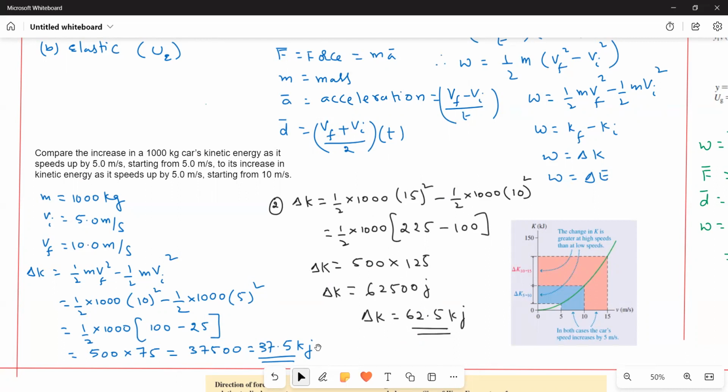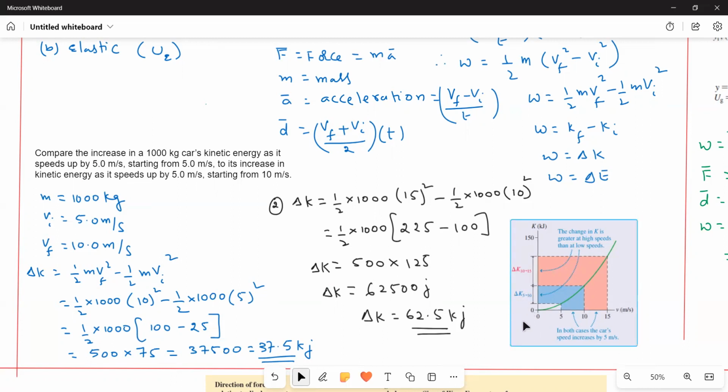So that means you are seeing the difference. The increment in the velocity is the same, but the initial velocity and final velocity values are different. That is why the increase in kinetic energy, or change in kinetic energy, is different. There is a lot of difference between the changes.